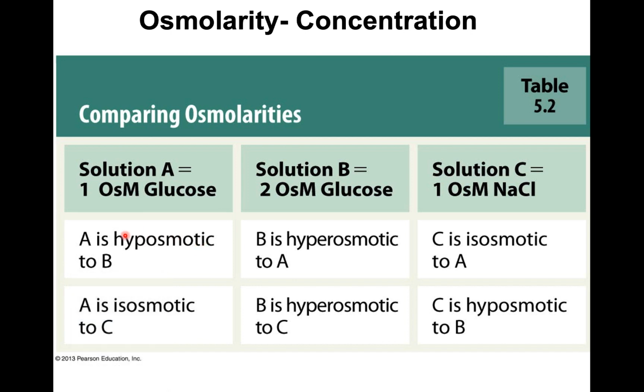For example, hypoosmotic means lower in concentration. So a statement I could make is that A is hypoosmotic to B. That means A is lower in concentration to B, 1 compared to 2. Or I could say B is hyperosmotic to A. I could also say B is hyperosmotic to C because B is higher concentration than A or C. Then when using isoosmotic, I could say A is isoosmotic to C because they're the same concentration. So these terms are used to describe 2 liquids in relationship to one another in terms of their osmolarity.